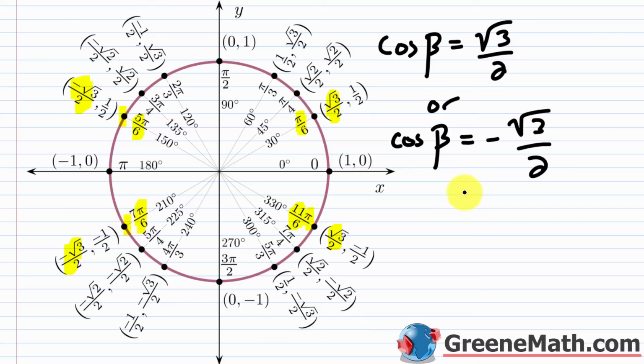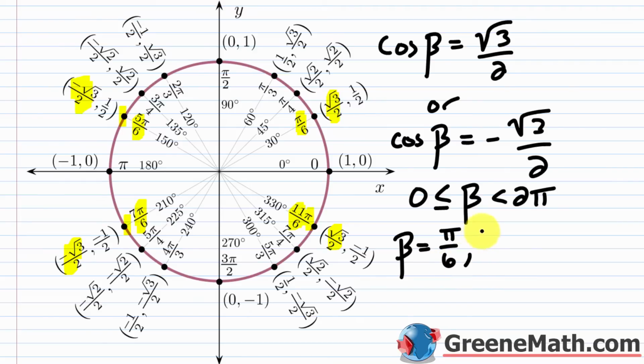So because we're working in the interval where beta is greater than or equal to 0 and less than 2 pi, we can just list these 4 solutions and be done with it. So we're going to say that beta is equal to pi over 6, 5 pi over 6, 7 pi over 6, and then lastly, 11 pi over 6.